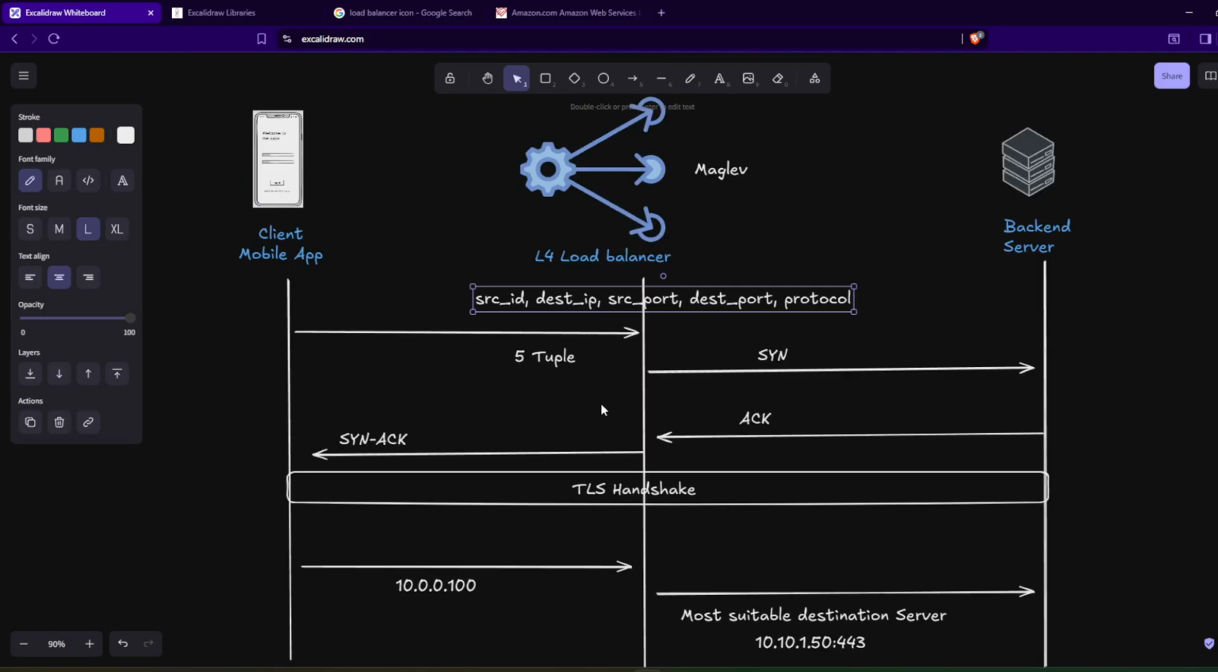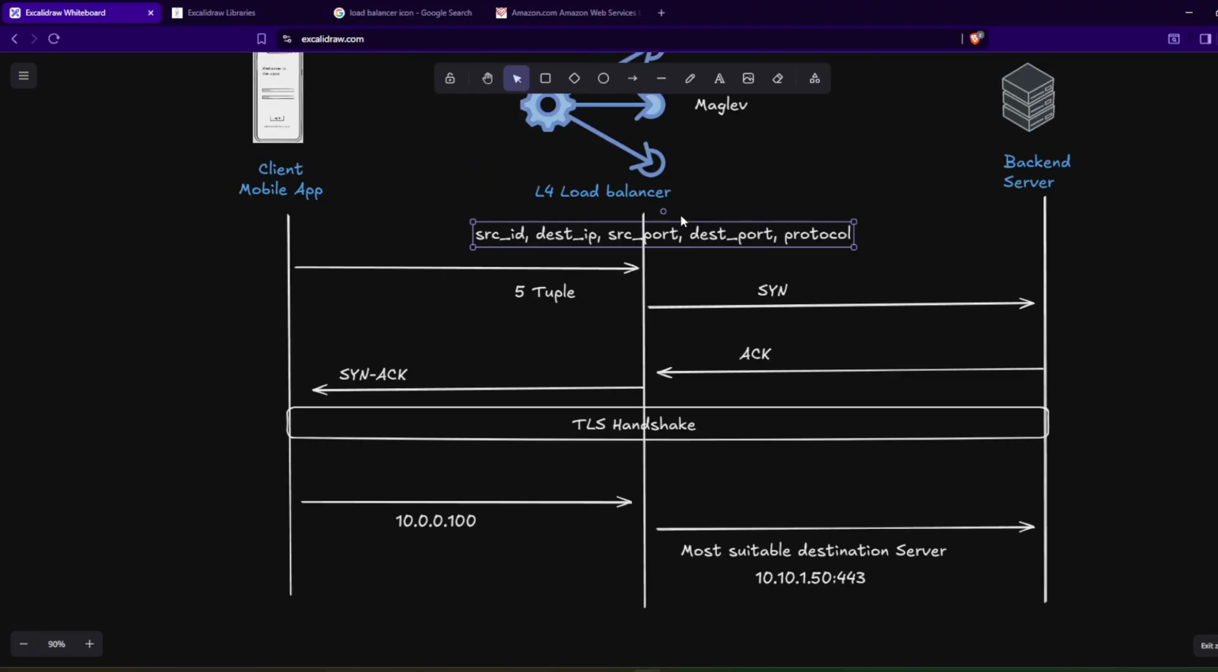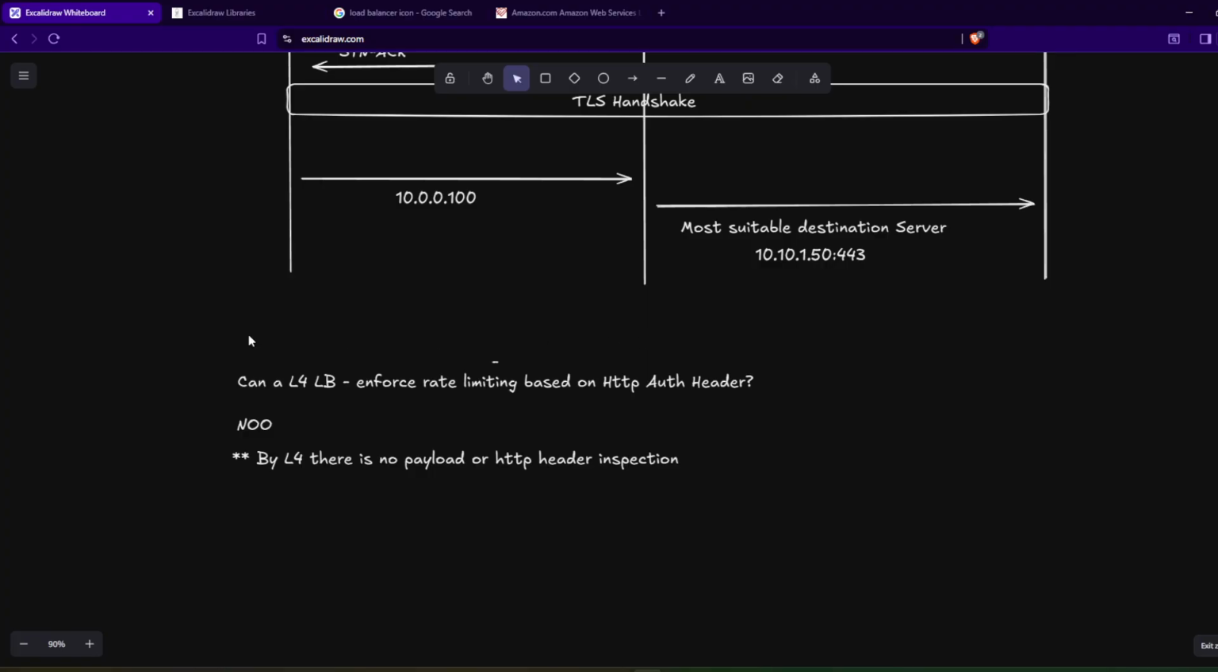The routing only happens based on the 5 tuple, and in case it has to take any internal decisions, like this destination port is not healthy, so let's not forward it to that, it only happens based on those decision points. And also the important point is the auth header that we are talking about over here. Auth header is always L7 stuff. Okay, so the auth header has nothing to do with the 5 tuple that we talked about, right?